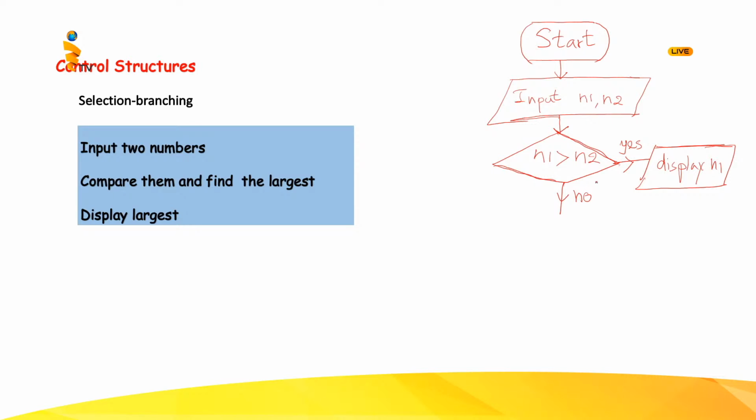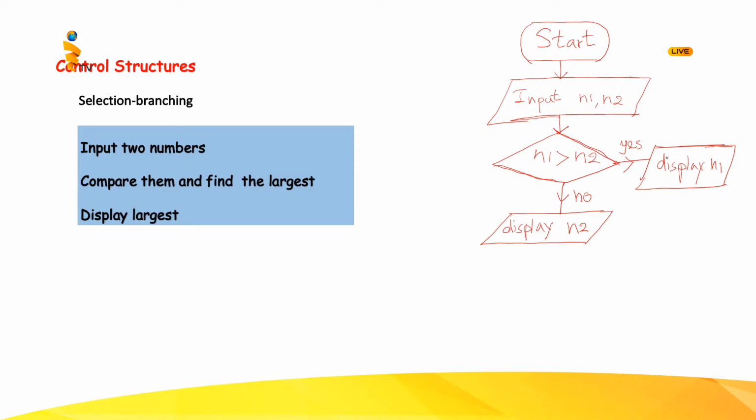Remember to write yes and no when you draw this decision box. Otherwise, we have seen many students forget to write yes or no, so we can't give marks for those flow charts. Then, if that condition is false, if the answer to the question is no, we know what is the larger number. We have to display n2.